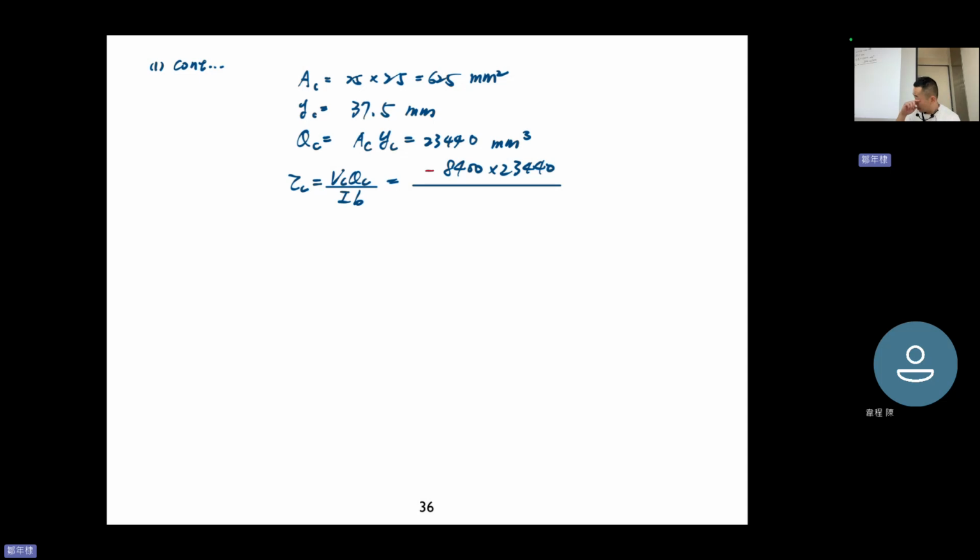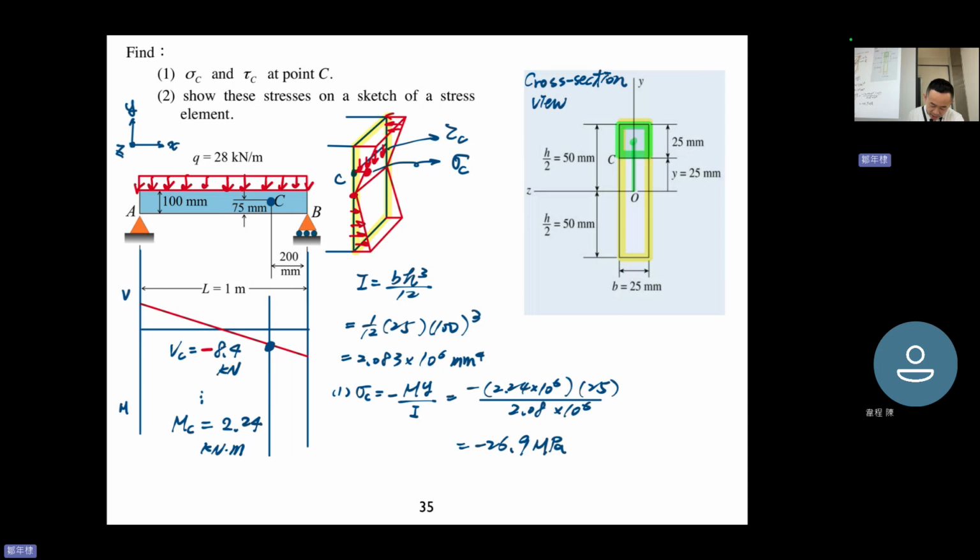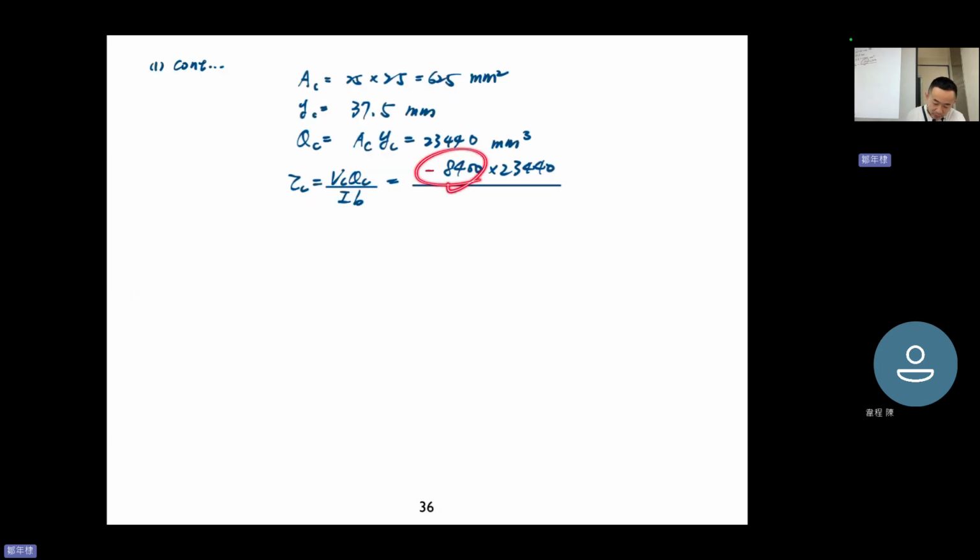This is minus. Okay, we need to focus. Be careful. Minus, where does it come from? Minus 8.4 kN, right? So this is minus 8400. Okay, be careful. And 2.083 times 10 to the 6 times 25 equal to minus 3.8 MPa. Okay, that's it.